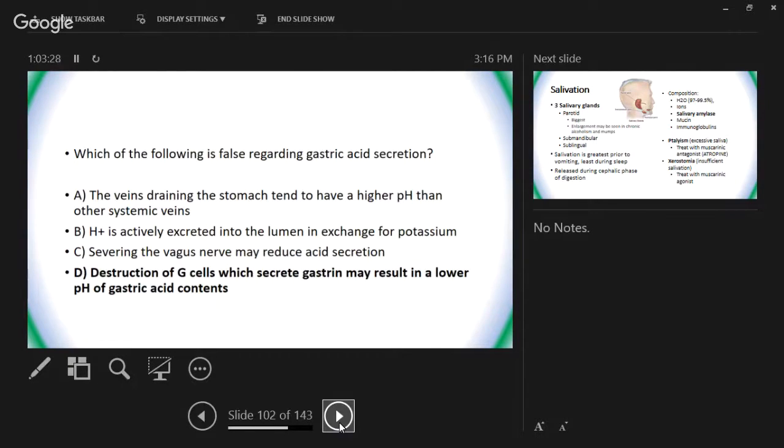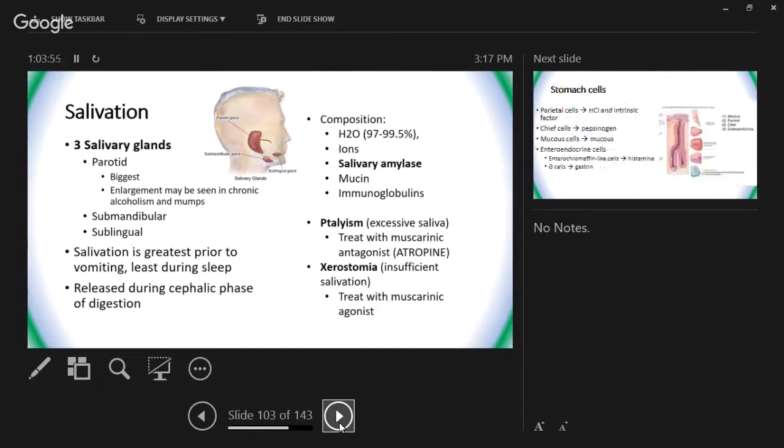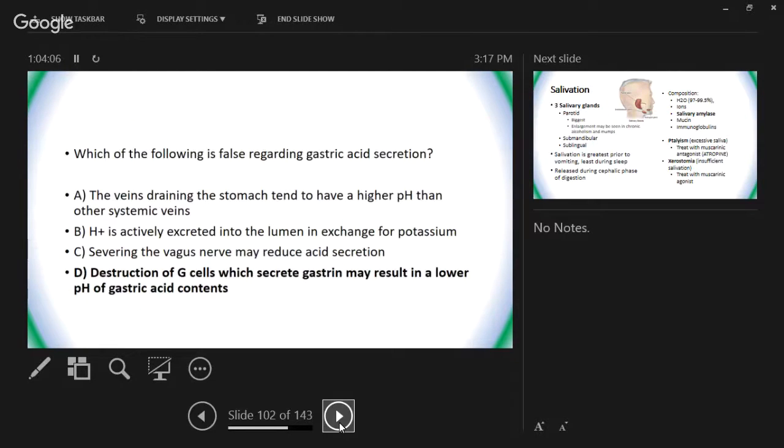So I'm going to go through that. Basically, gastrin increases the secretion of gastric acid. So gastrin is made by your G cells to increase secretion of gastric acid, which would usually lower the pH of the gastric contents. And I'm going to go through that on another slide for you to use. Salivation, just quickly. So, things to look at. I'll get to that in a sec.